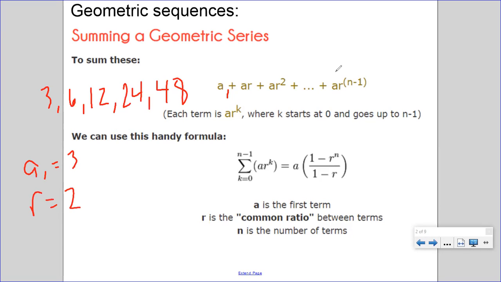And we know each term is a times r to the k, where k starts at 0 and goes up to n minus 1. If it is a finite series, meaning that it has some type of end, like finding the sum of the first 50 terms or first 100 terms, we can always find the sum of a finite geometric series. What we would do is we say it's the first term times 1 minus r to the n, over 1 minus r, where n is the number of terms and r is that ratio.